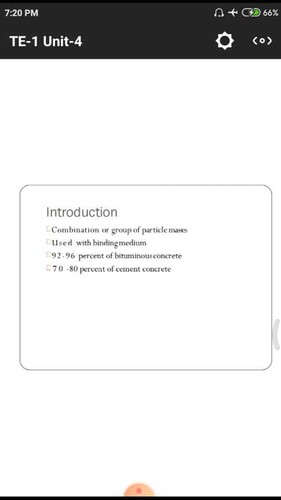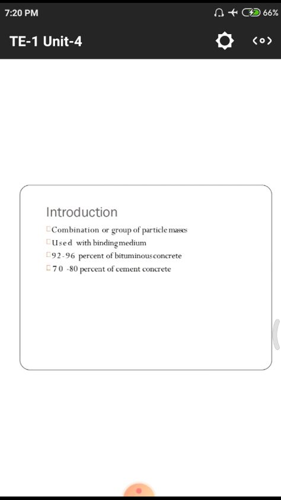Normally bitumen is obtained from the waste material that comes from the petroleum industry, so it comes as a waste material, and we have to use it as a filling material for the construction of roads. After that, we have 70 to 80% of cement concrete, meaning flexible pavement and rigid pavement.